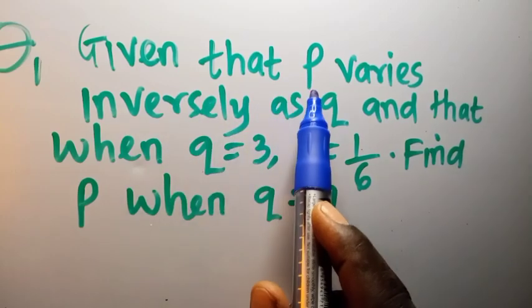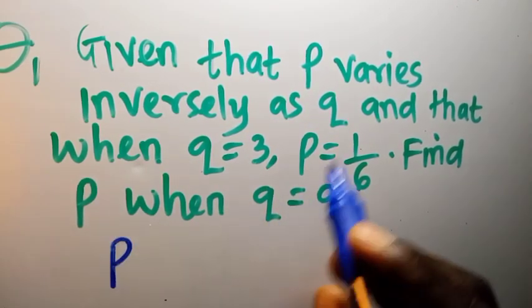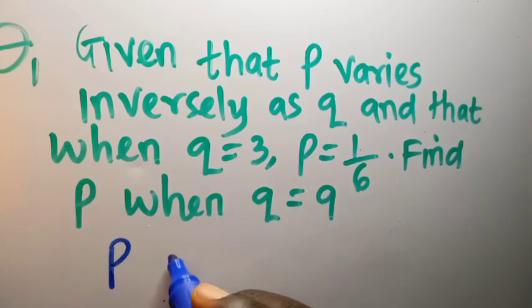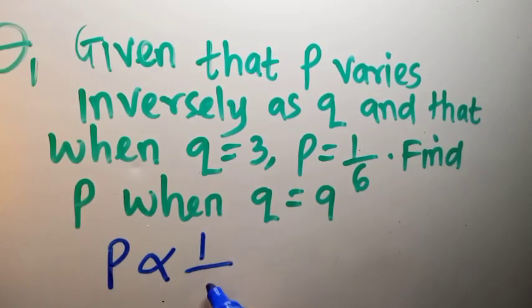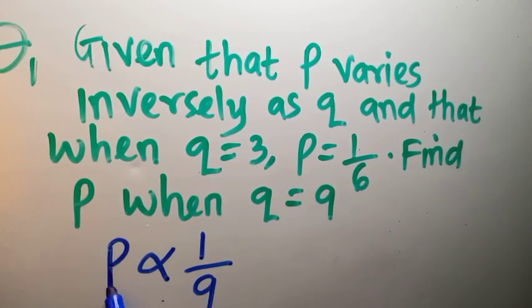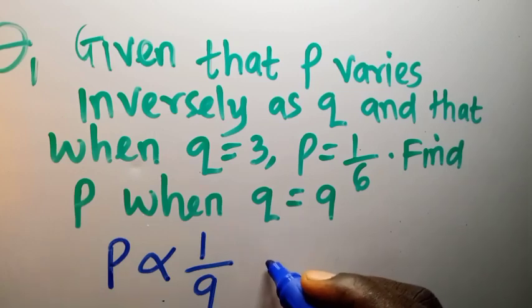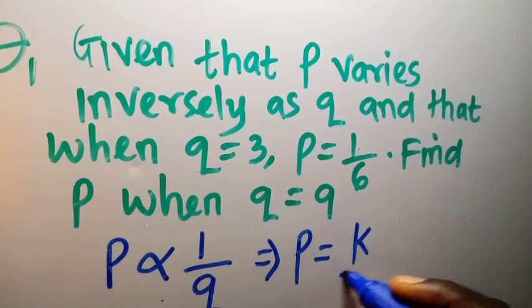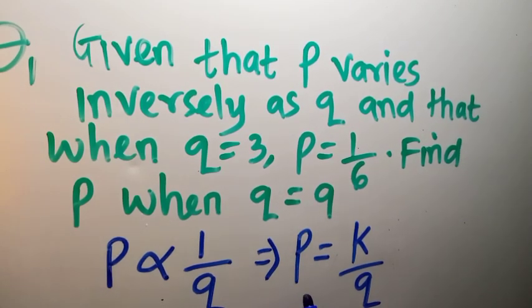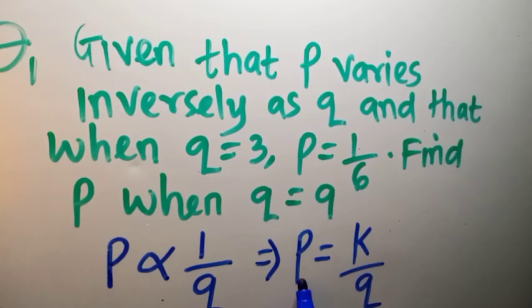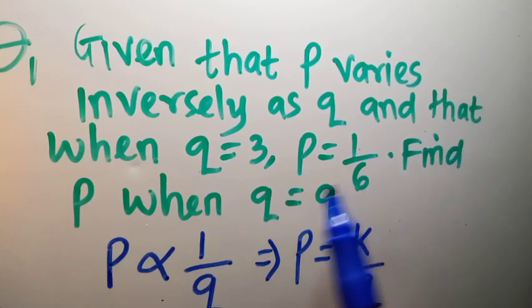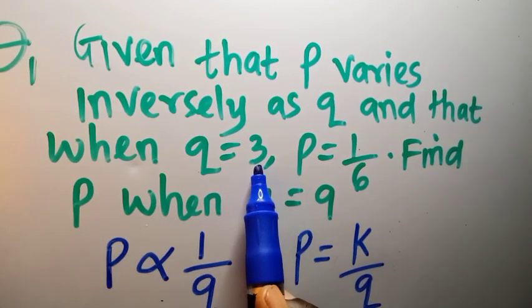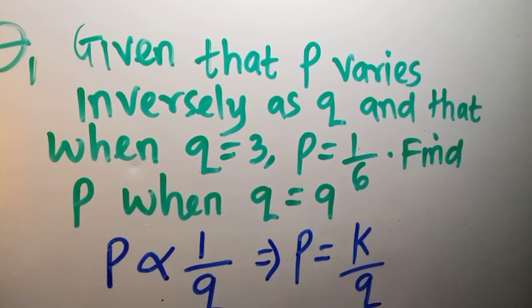Given that P varies inversely as Q, I want first to write the equation connecting P and Q, by introducing a constant and an equal sign. We shall have P equals K over Q, where P and Q are variables, but K is a constant.